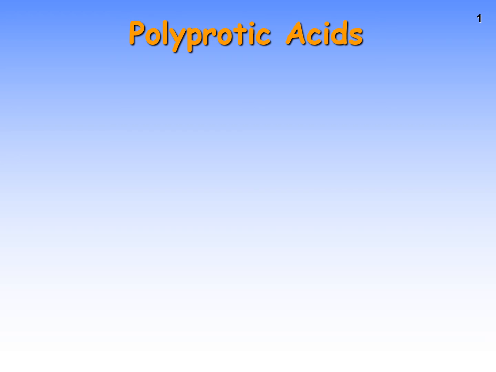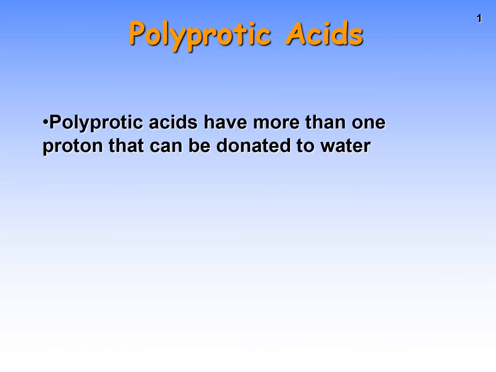Hello Chem 1B, this is chapter 16, lecture video 9, and we're going to be talking about polyprotic acids, or acids that have more than one H that can be donated. So one of the things that you have to understand is that when we have a polyprotic acid, we have more than one proton that can be donated to water. So there are multiple equilibriums here. Each donation of one proton is its own equilibrium and has its own unique Ka value.